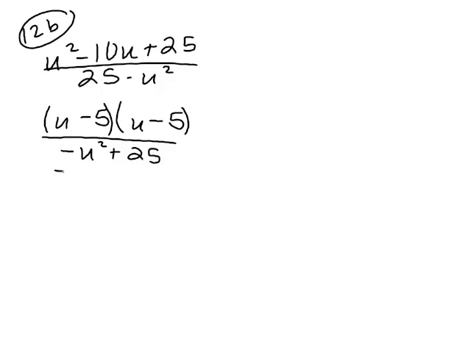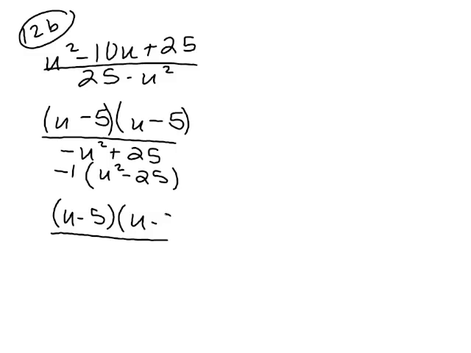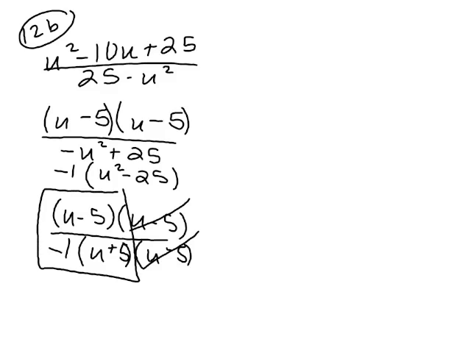So I want to pull that negative 1 out. u squared minus 25. And there's perfect squares again. So on top, I'll have u minus 5 times u minus 5. And on bottom, negative 1 and u, 5, 5. Remember, with perfect squares, one is a positive and one is a negative. So my u minus 5s will cancel. And this is my final answer. u minus 5 over negative 1 times u plus 5.